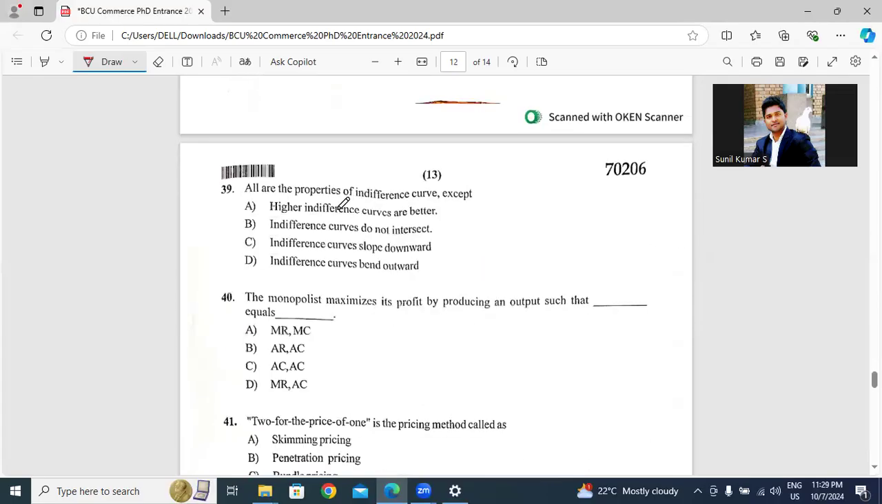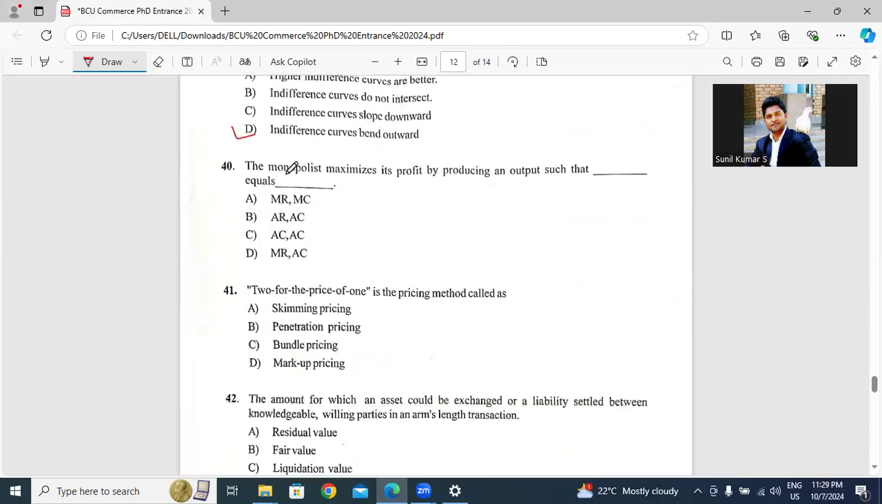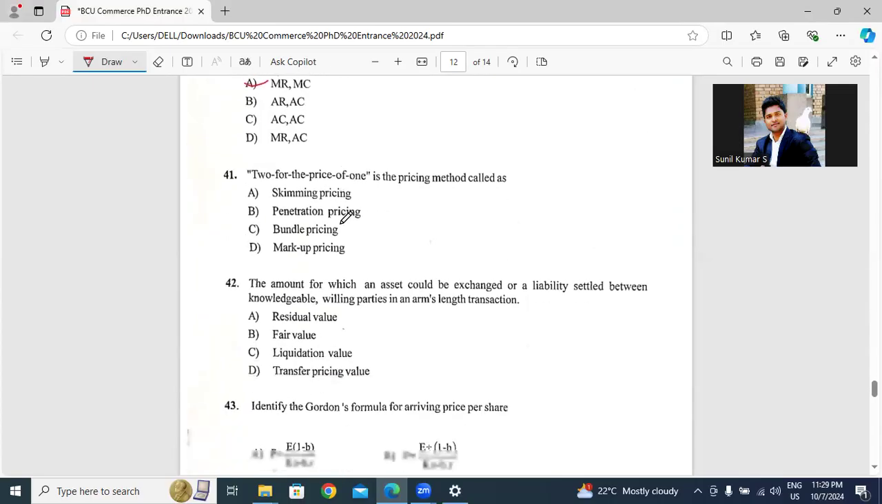Next one, 39th one, all are the properties of indifference curves except. See, all are the properties of indifference curve except that the indifference curve bends outward. Actually, indifference curves don't bend outward. It can't. It bends inward actually. It's convex. Next, the monopolist maximizes its profit by producing an output such that dash equals to dash. The answer is MR equals to MC.